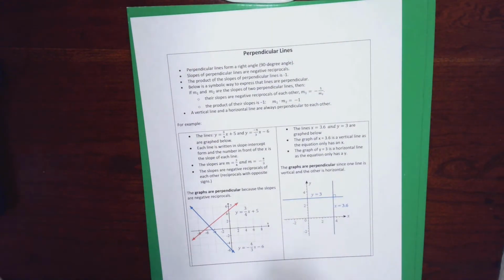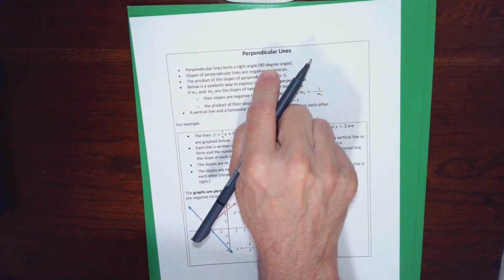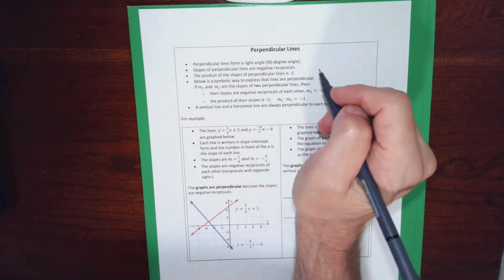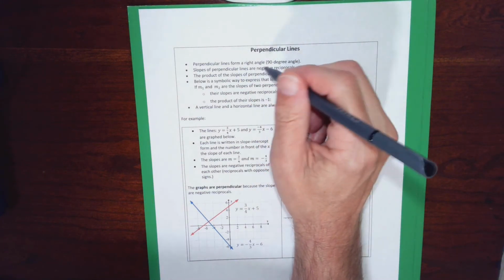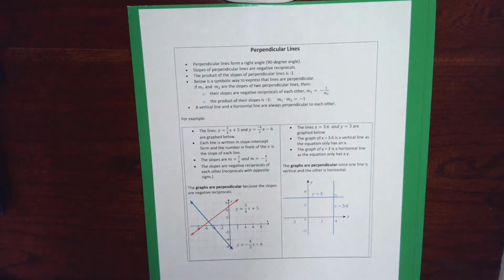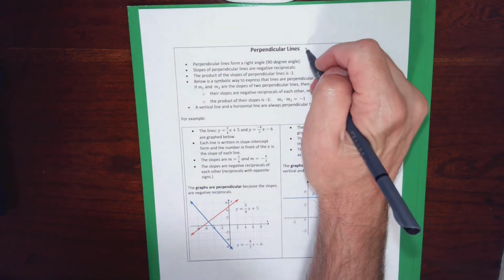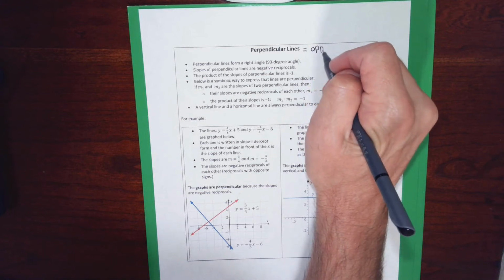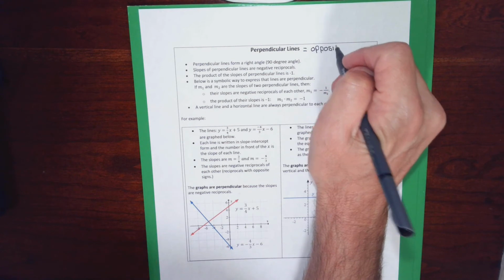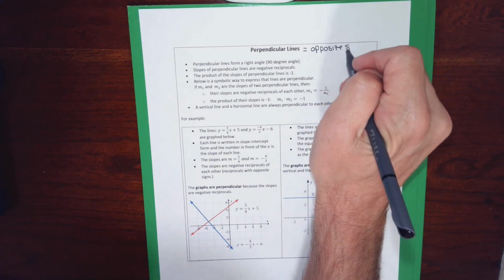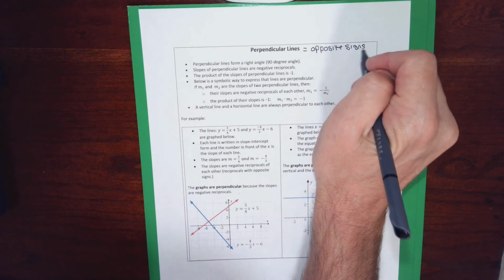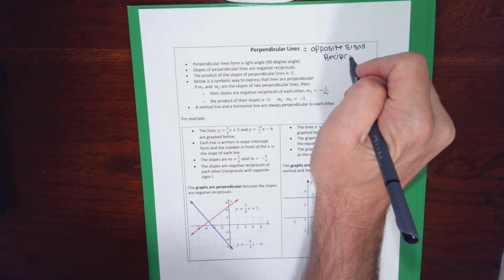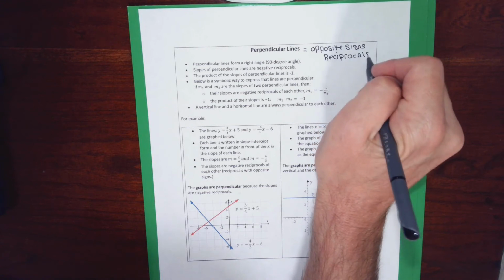Perpendicular lines, perpendicular means you form a right or 90-degree angle when they cross. Slopes of perpendicular lines are reciprocals with opposite signs. We sometimes say they're negative reciprocals. So parallel lines have equal slopes. Perpendicular lines have slopes that have opposite signs. One has to be positive, the other has to be negative. And on top of slopes having opposite signs, they have to be reciprocals.